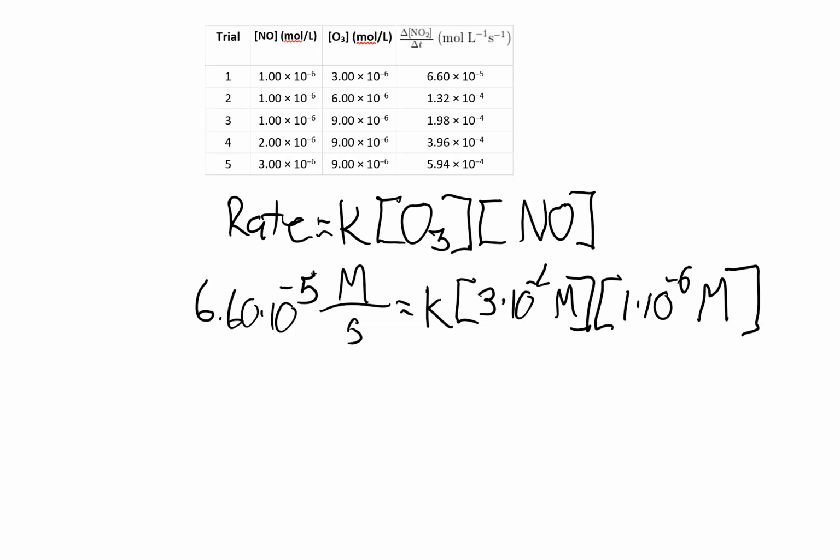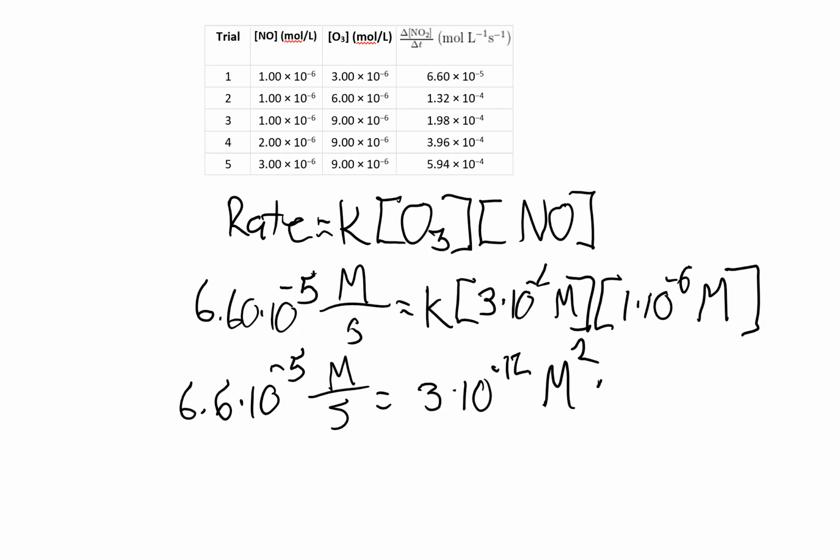So, solving for K, we get 6.6 times 10 to the minus 5th molarity per second equals 3 times 10 to the minus 6 times 1 times 10 to the minus 6, so we get 3 times 10 to the minus 12 molarity squared times the rate constant K. If we divide both sides by 3 times 10 to the minus 12, what we find is we get 2.2 times 10 to the 7th, 1 over molarity times seconds, because of our units and how they cross-cancel when we work them through, and that's equal to the rate constant K.